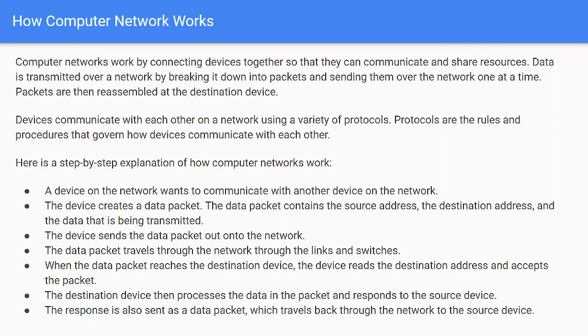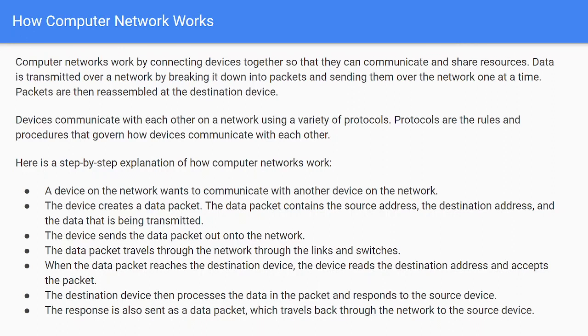I hope I'm not losing you. So once the data packets are generated, device A will send the data packet to device D over the network. You understand? So the device sends the data packet out onto the network. The data packet travels through the network through the links and switches. We talked about links, right? So these are wired or wireless connections through the switches, sorry, intermediate devices, right?